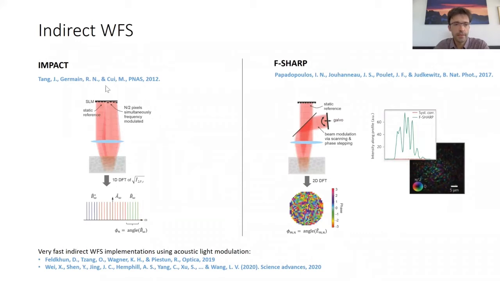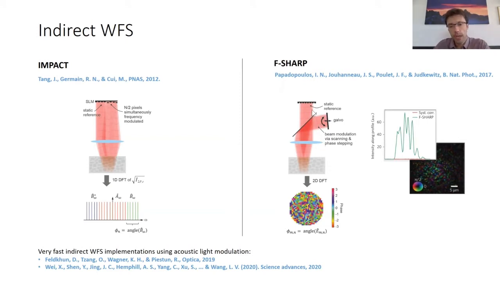In the past decade, two particular techniques, called IMPACT, developed by Meng Cui's group, and F-SHARP, developed by the group of Benjamin Judkewitz, have shown particularly noticeable results in the field of brain imaging. Both have shown that their techniques are able to penetrate through the intact or thinned skull of the mouse and to image cells underneath. IMPACT is shown here on the left. It's actually closely related from a mathematical standpoint to F-SHARP, which is on the right. I'm going to say a little bit about F-SHARP now because it is also very related to our technique.